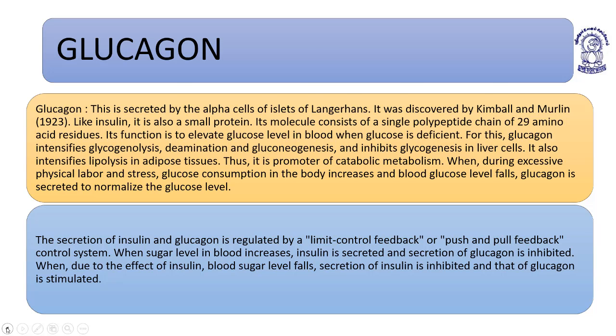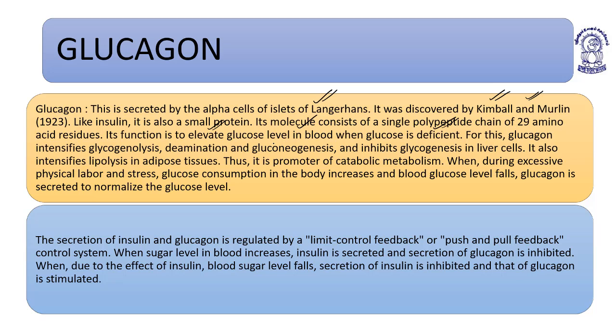Glucagon. Glucagon is secreted by alpha cells of the islets of Langerhans. It was discovered by Kimball and Murlin. Like insulin, it is also a small protein. Its molecule consists of a single polypeptide chain of 29 amino acid residues.